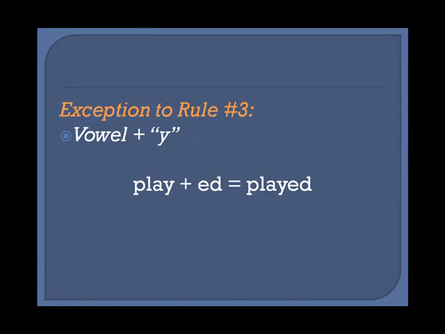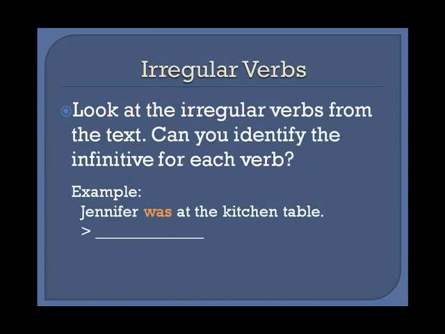There's one exception to Rule 3. That's when there's a vowel before Y. For example, in play, we have A before Y. We will not change the Y to an I. We'll simply add ed, played.